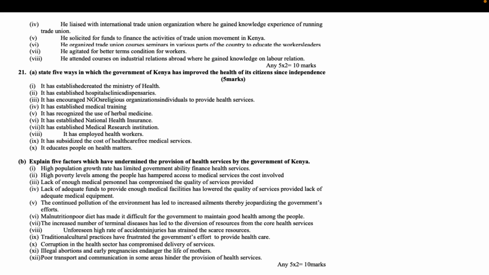Traditional cultural practices have frustrated the government's effort to provide health care. Corruption in the health sector has compromised delivery of services. Illegal abortions and early pregnancies endanger the life of mothers. Poor transport and communication in some areas hinder the provision of health services. Any 5x2 equals 10 marks.